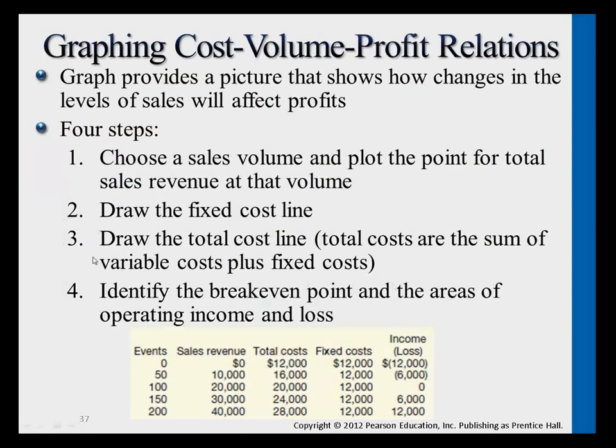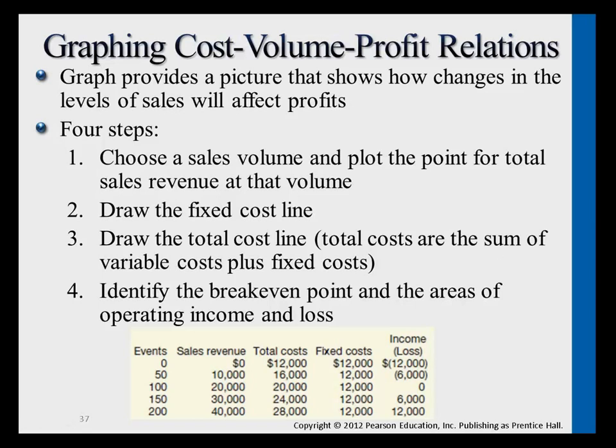So let's look at 3. I'll go over the chart again, but let's look at this step by step. Now we're going to draw the total cost line. That's a sum of variable costs and fixed costs. So what am I going to do here? I'm going to first look at what my variable costs and fixed costs are and figure out where it is going to start. That's going back to last class. Okay?